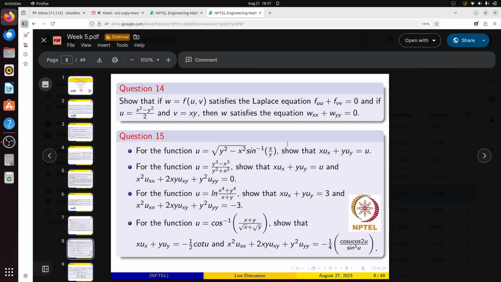This is just a simple application of that theorem. Otherwise, if you want to prove using the classical derivative, your life is doomed. But just knowing that theorem, you can easily do it. Okay, if it is a multiple choice question, you can easily clear it in a very short span of time, you can write x ux plus y uy equal to u. Similarly, for the function u equal to y cube minus x cube by y square plus x square, you need to show that it is also x ux plus y uy equal to u.